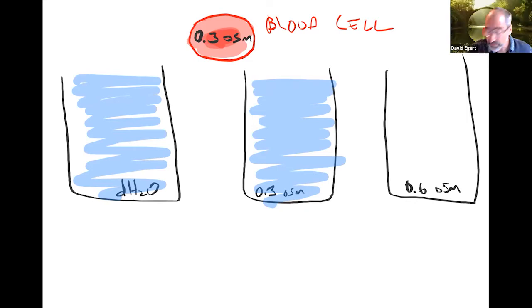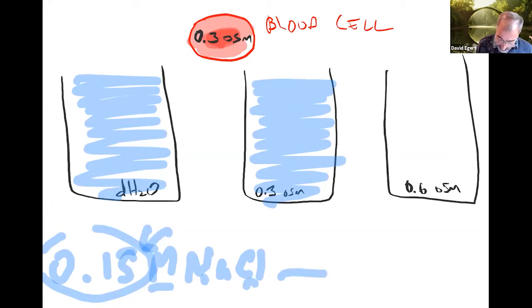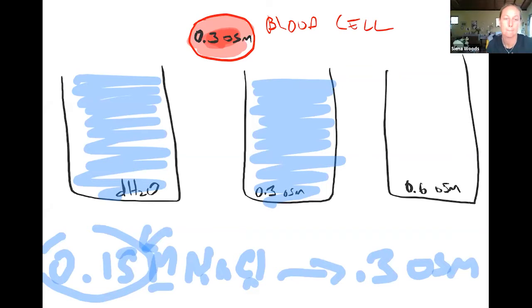If I had 0.15 molar NaCl, because each Na and Cl becomes independent, we just double that. So that becomes 0.3 osmolar. So 0.15 molar NaCl is the same as 0.3 osmolar. If it was glucose, just sugar water, what would be the molarity of the glucose to give me that osmolarity? 0.3. They're the same.